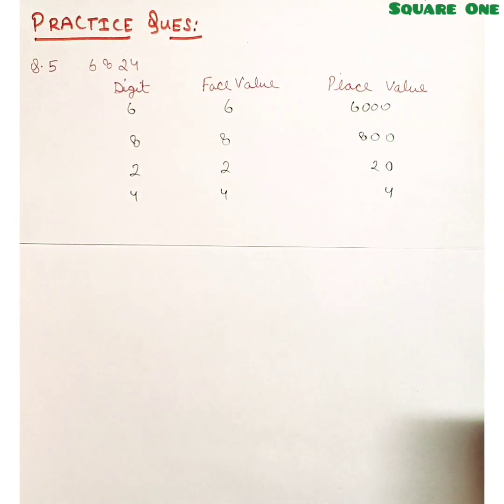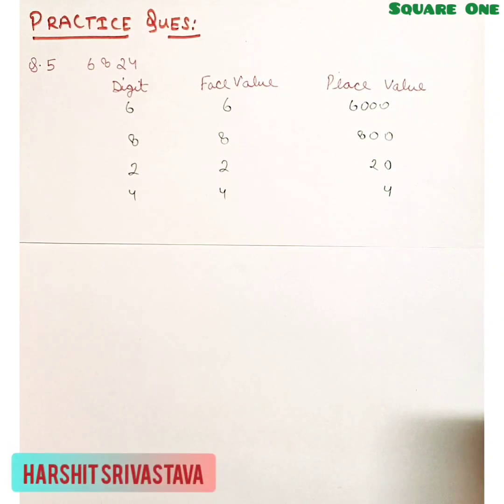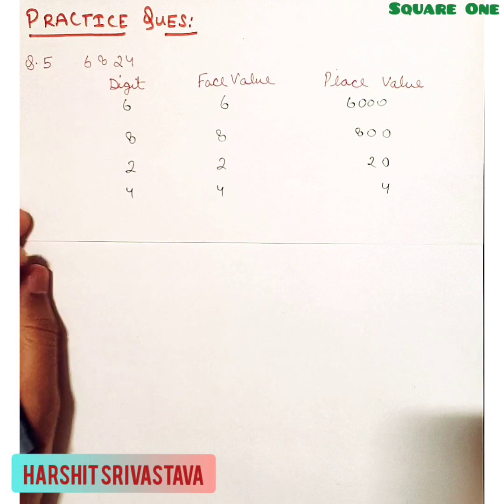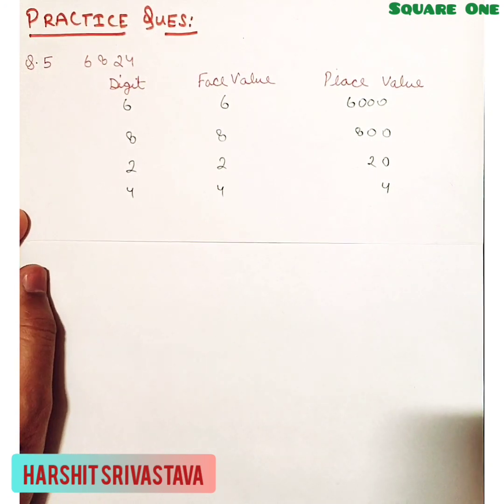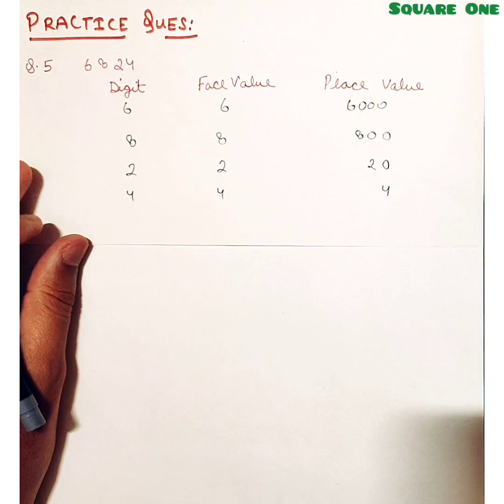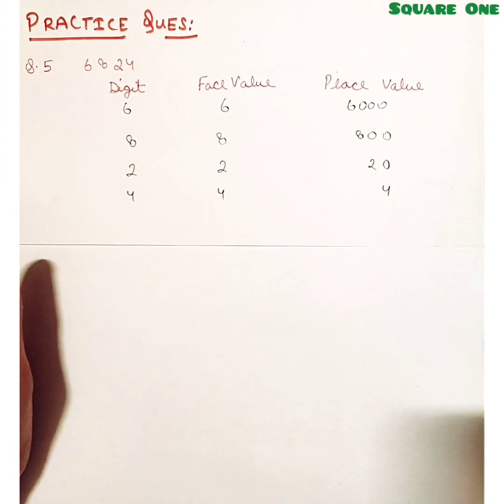In the previous video, I gave you some practice questions. I hope you were able to do them. Now let us see the solutions. The first question that I gave you was this number 6824 and I asked you to write the place value and the face value of each digit in these numbers.